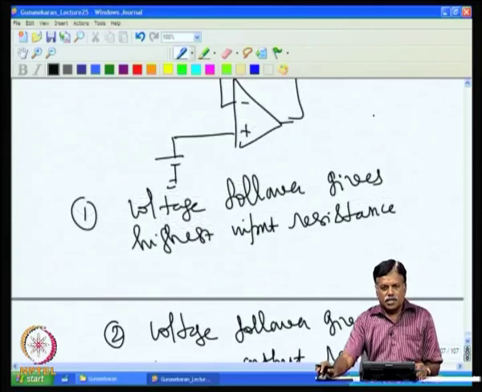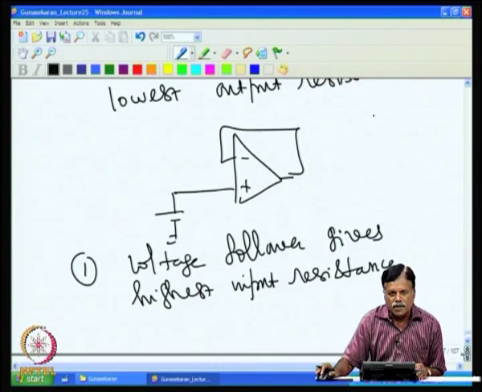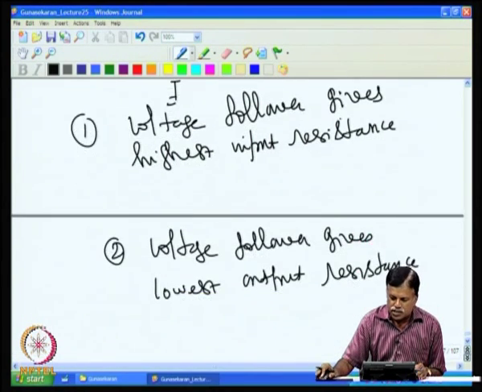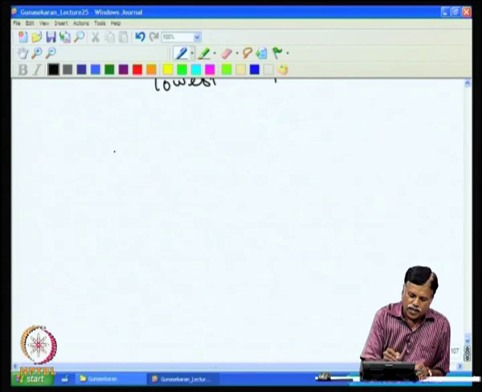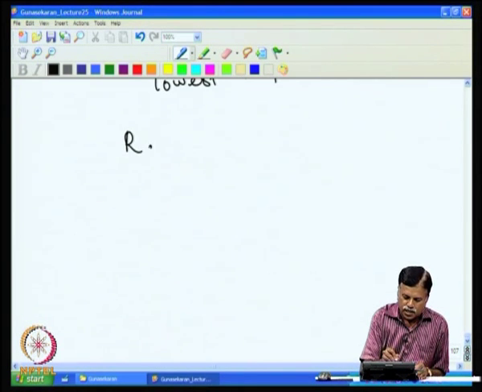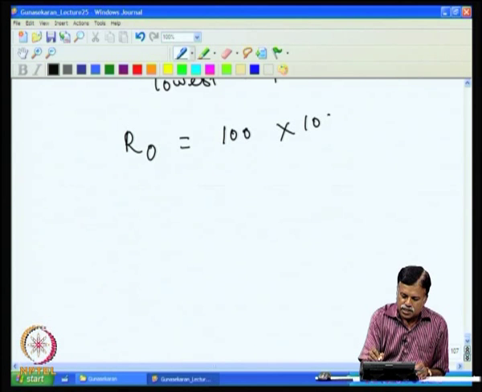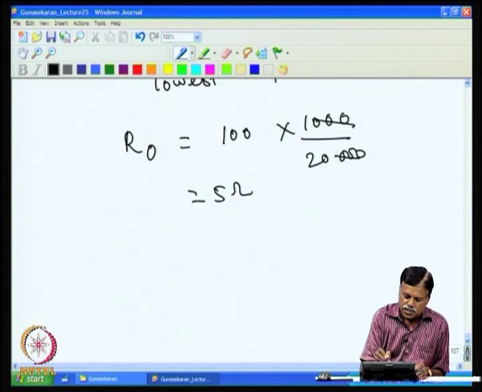That is why very often at the input stage we use a voltage follower, to get the highest input resistance, and it also gives the lowest output resistance. And if we increase the gain, then the output resistance will go up. For example, if I take the 741 and try to find R naught for a gain of 1000, with 100 ohms internal resistance and a 20,000 open loop gain, you will have 5 ohms as the output resistance.